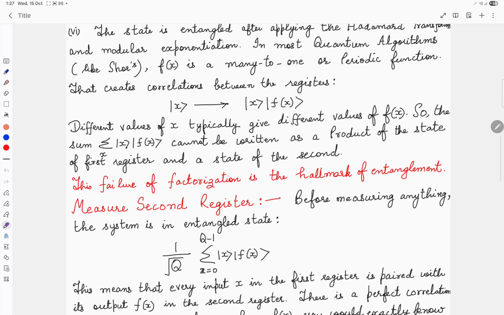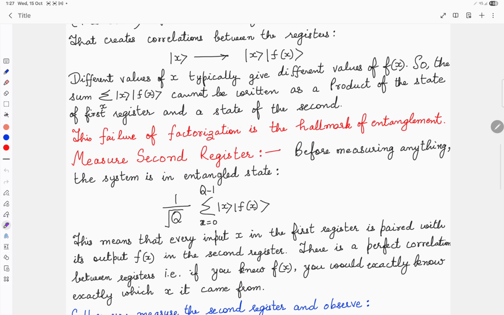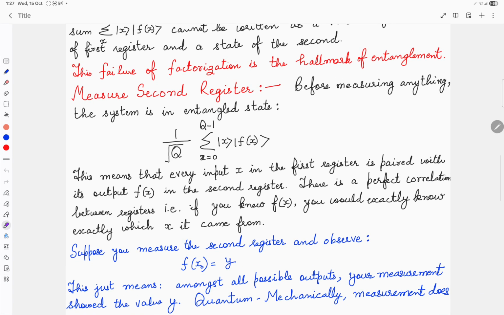So the failure of factorization is the hallmark of entanglement, right? Now, since the two registers are entangled, or the overall quantum state is entangled, we measure the second register. Before measuring anything, the system is in this entangled state, as I have just described. Then we measure the second register.